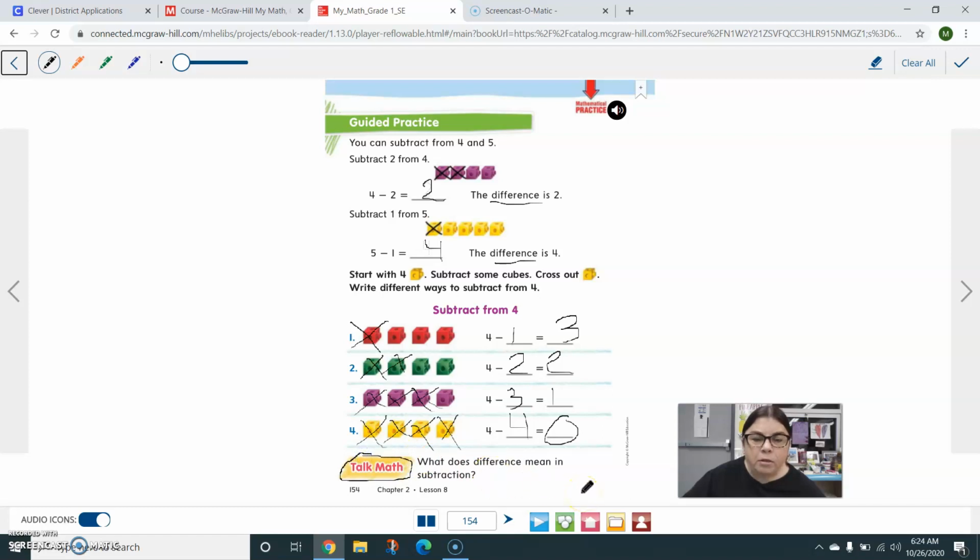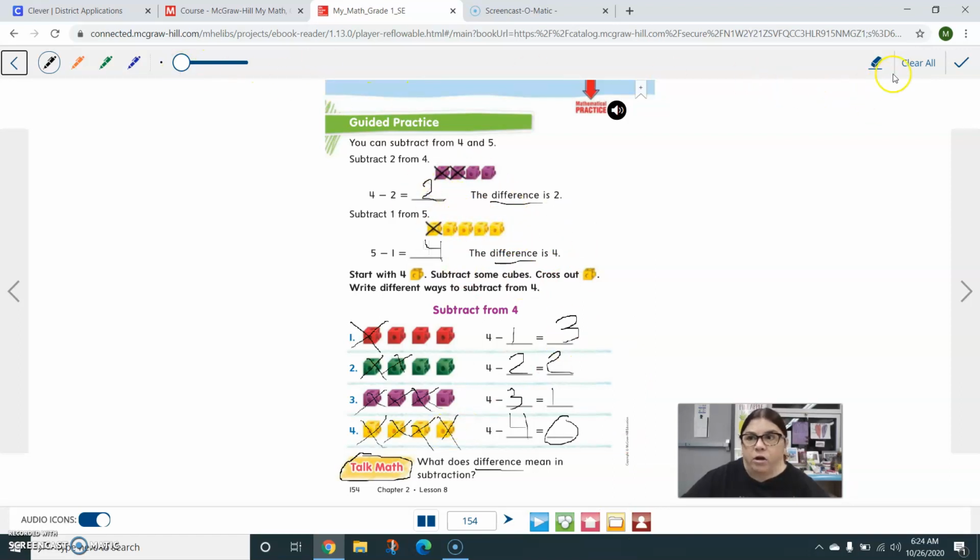What does the difference mean in subtraction? Well, remember, friends, the difference in subtraction is the answer you get. So when we were adding, the answer to our addition problem was sum. Remember? Add and sum. Add and sum. Put them all together. Adding is fun. Well, in subtraction, the answer you get is difference. So the difference means the answer that you get in subtraction, what's left over.